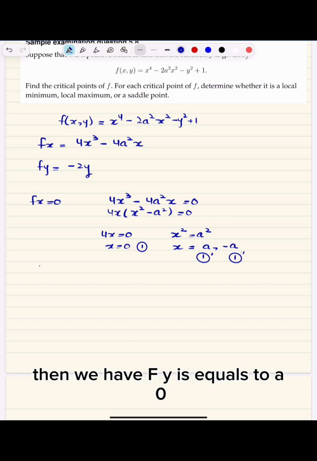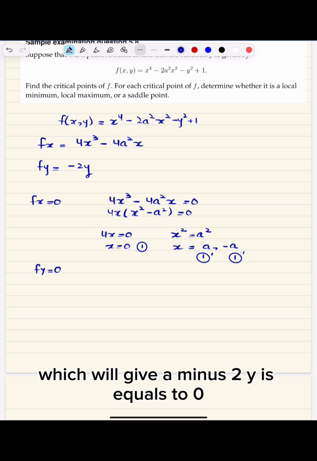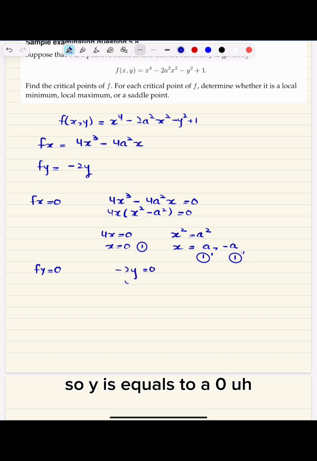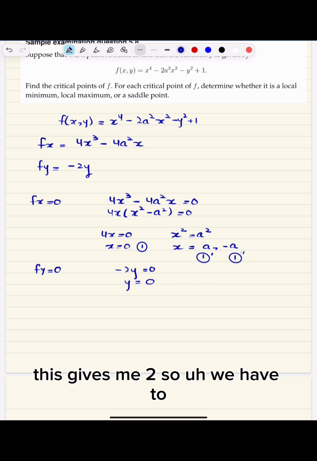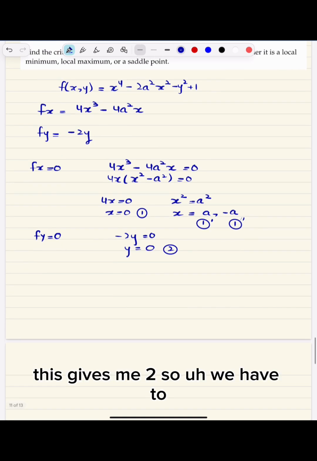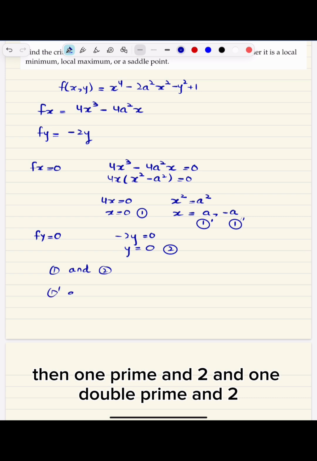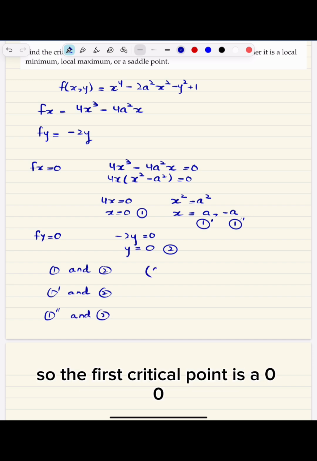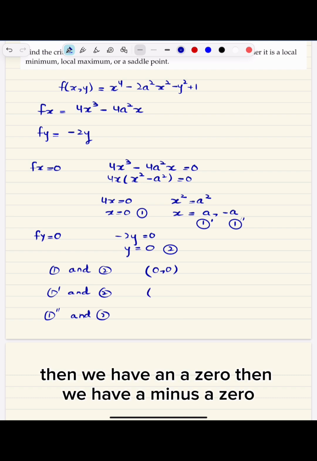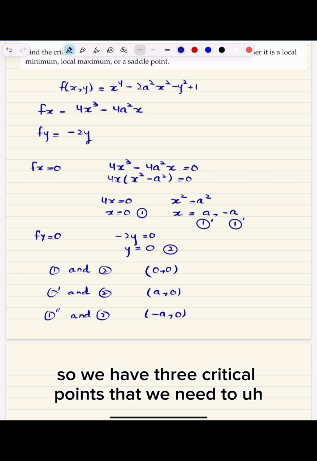Then we have f_y equals 0, which gives -2y equals 0. So y equals 0. This gives me 2. So we have to make combinations of 1 and 2, then 1 prime and 2, and 1 double prime and 2. So the first critical point is (0,0). Then we have (a,0), then we have (-a,0). So we have 3 critical points that we need to classify.